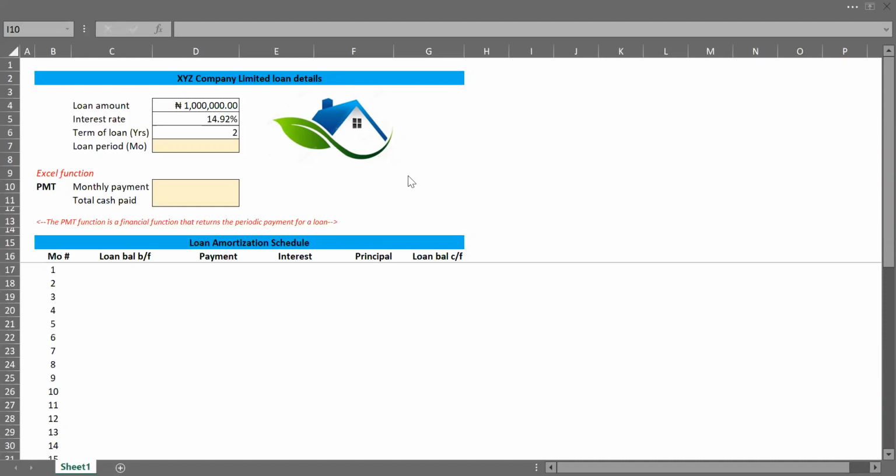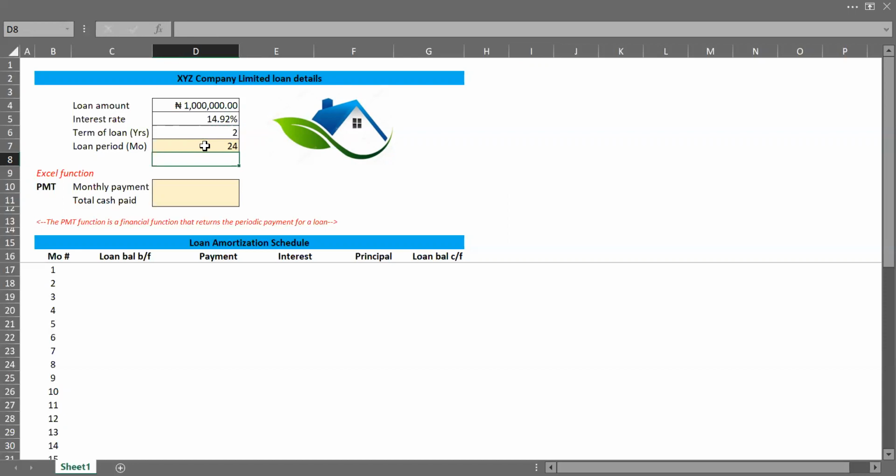So here is the loan details for XYZ Company Limited that plans to borrow 1 million naira for working capital needs at the prevailing interest rate of 14.92% for 2 years. The loan period for this loan, given that it will be making a monthly repayment, is 24 months. That is, a monthly repayment is 12 months for the loan term, 2 years. So 12 times 2 is 24 months.